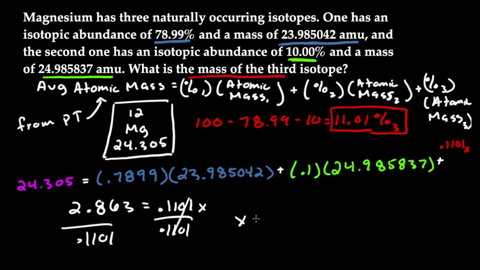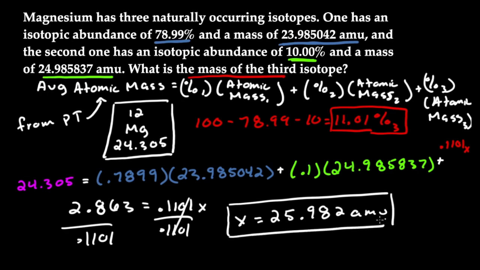And then what we'll do is divide by 0.1101 on both sides, and then we're going to get x equal to 25.982, and that's going to be atomic mass units. So this would be the atomic mass of that third one.